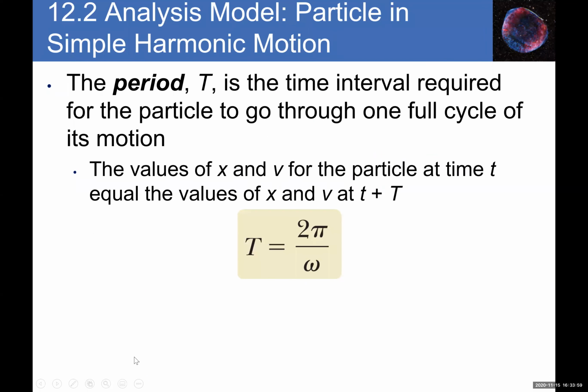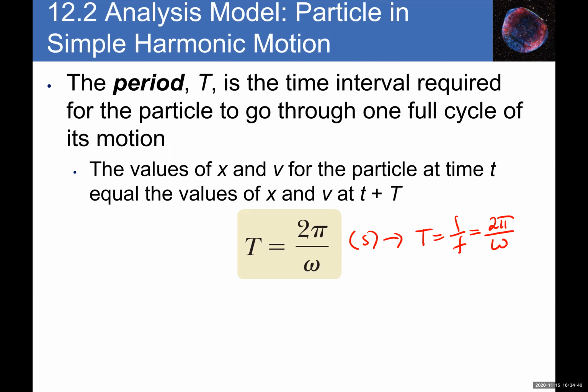All right, so then the period is the time interval required for the particle to go through one full cycle of its motion, as I mentioned, right? So the values of x and v for the particle at a time t equal the values of x and v at t plus period. And period equals 2 pi over omega, in seconds, right? And it is one of the important variables in simple harmonic motion. Because the period is related to the linear frequency, since T equals 1 over f, and it also equals 2 pi over the angular frequency omega, right?